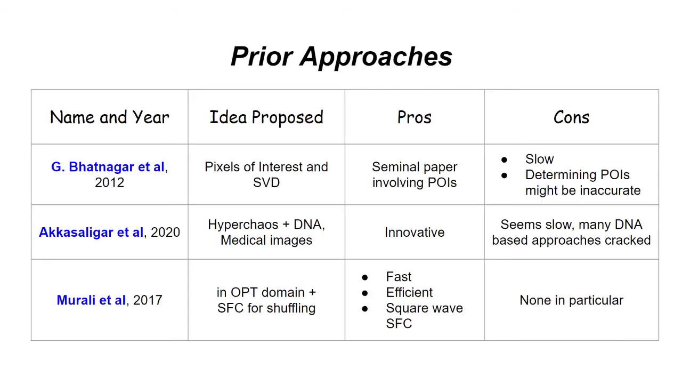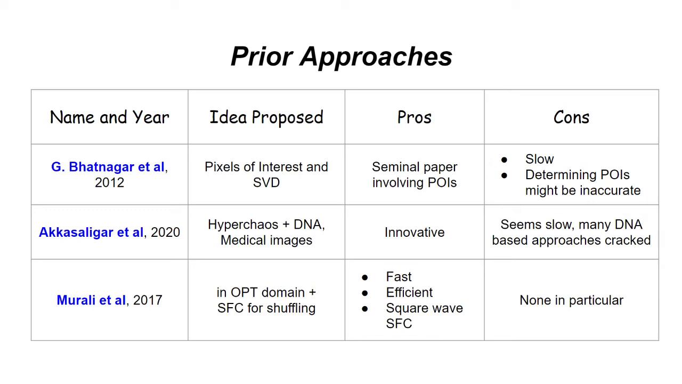Now let's look at some of the prior approaches. For example, G. Bhatnagar and Jonathan Wu's paper from 2012 was of particular interest to us, and it presented a method of selective image encryption based on points of interest, or pixels of interest rather, and using singular value decomposition.